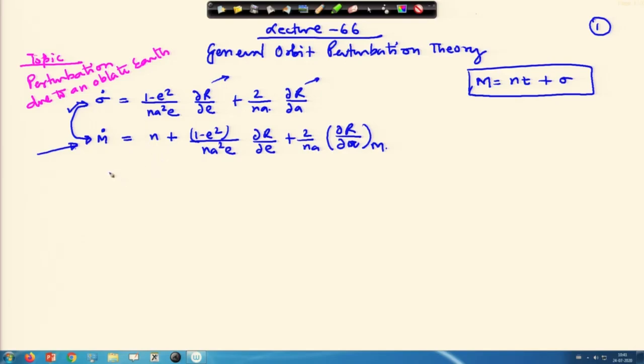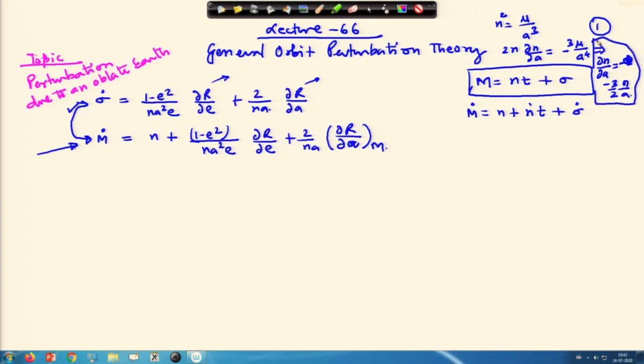To prove this, we just need to write m dot equals n, differentiating with respect to t. So, this will be n dot t plus sigma dot, where n square equals mu by a cube, and therefore 2 n dou n by dou a can be written as minus 3 mu by a to the power 4. And this implies dou n by dou a equals minus 3 by 2, and this will be n square, so n by a. So, dou n by dou a equals minus 3 by 2 n by a.